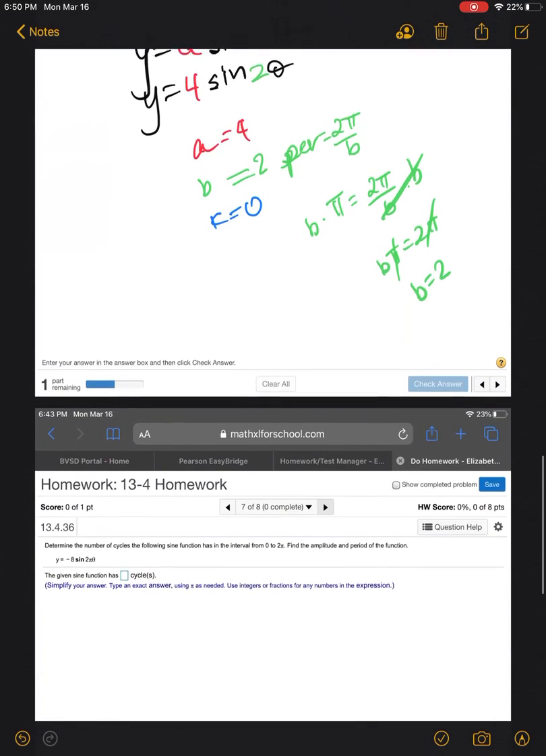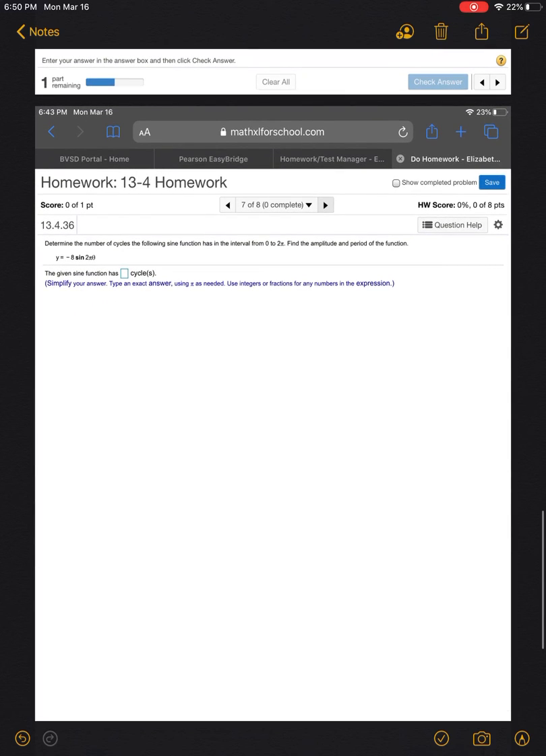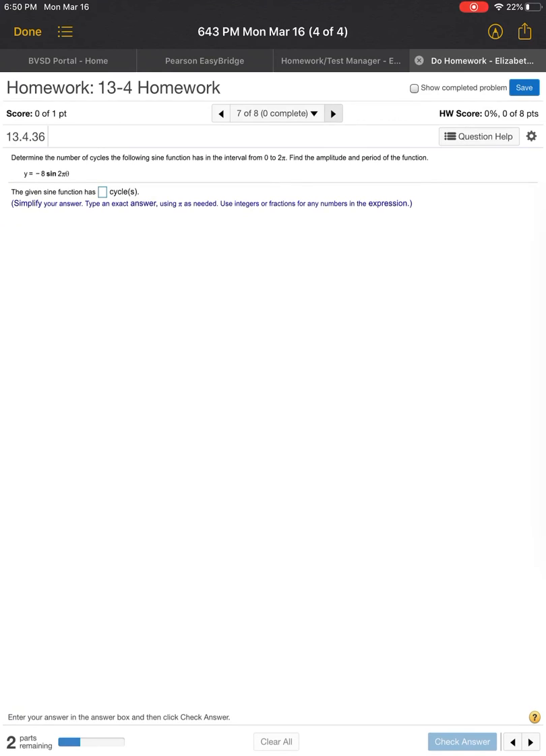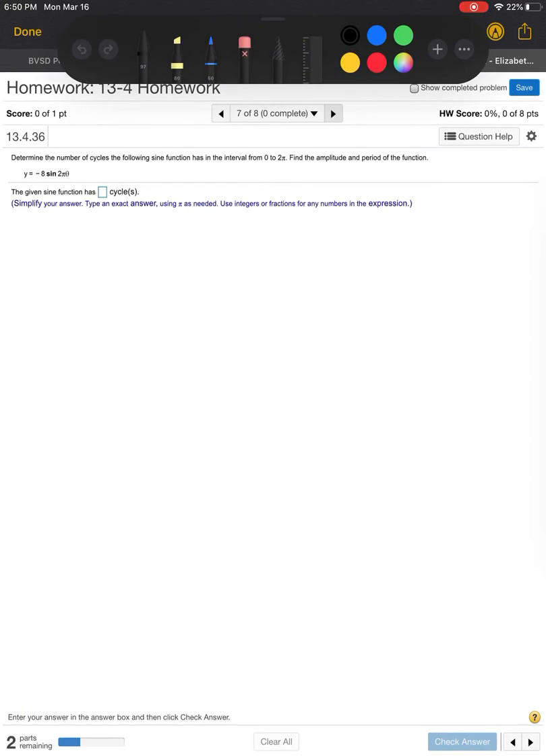So moving on to the last type of problem that you'll see on your 13.4 homework, which is going to be like problem 7 and 8. The problem is telling us to determine the number of cycles of the following sine function from 0 to 2 pi, find the amplitude, and find the period. So number of cycles here is 2 pi cycles, because b is what comes before theta. So that's just this one right here. The amplitude is whatever comes out in front. So in this case, our amplitude is -8.